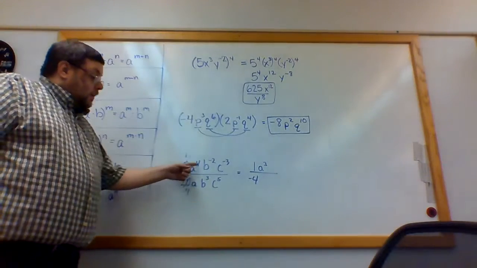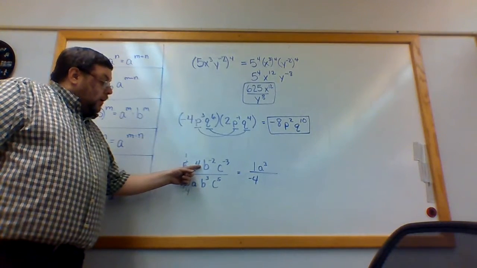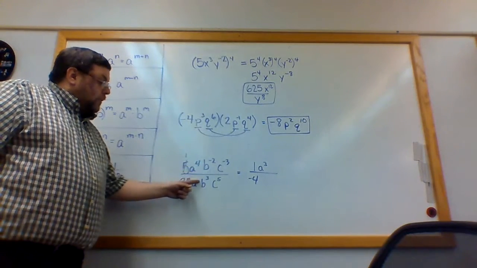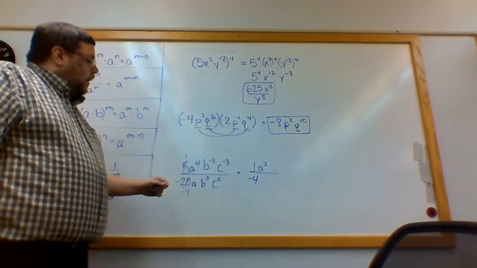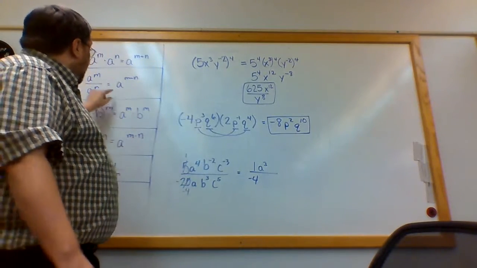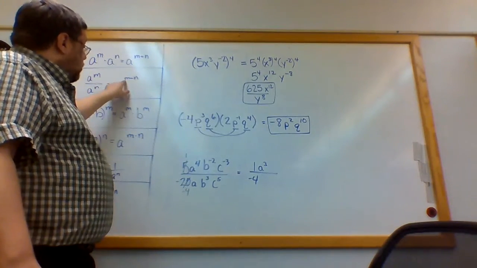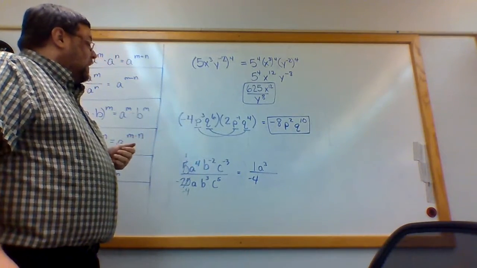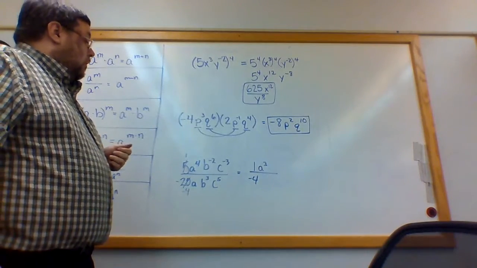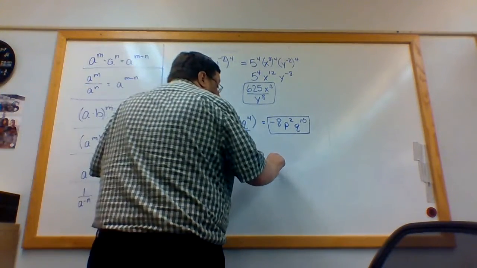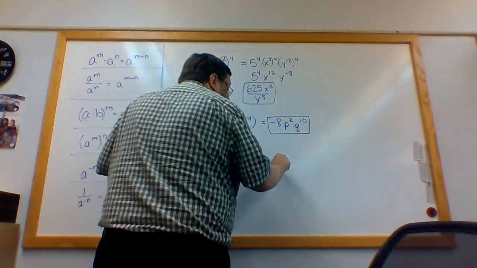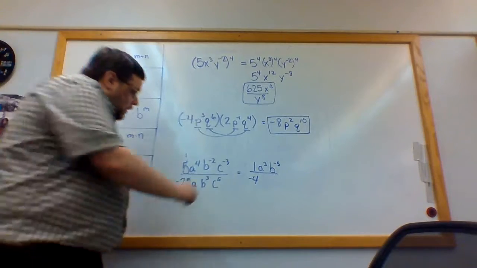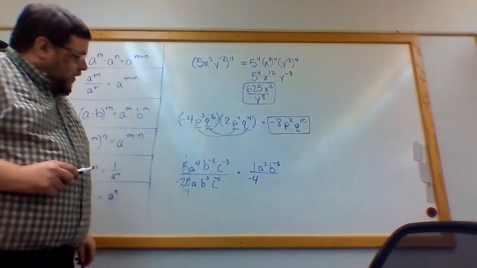Now B, a little bit trickier. With this B, we've got b to the negative 2 over b to the third power. Now, if I wanted to, I could use this property and say negative 2 minus 3. Subtract the exponents. That would give me b to the negative 5th power. So I'll put that up here for now. And then, oops, I meant to make this a negative 5 down there.